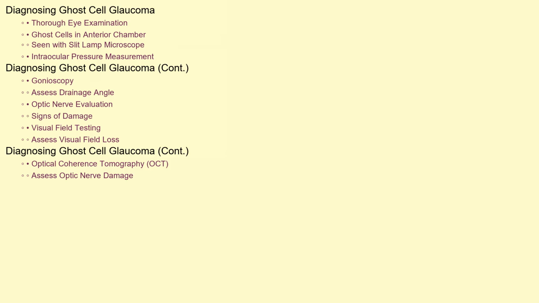Diagnosing ghost cell glaucoma requires a thorough eye examination. A key diagnostic feature is the presence of ghost cells in the anterior chamber, which are seen using a slit lamp microscope. The doctor will also measure the intraocular pressure, perform gonioscopy to assess the drainage angle, and evaluate the optic nerve for any signs of damage. Other tests, such as visual field testing and optical coherence tomography or OCT, may be performed to assess the extent of any visual field loss or optic nerve damage, respectively.